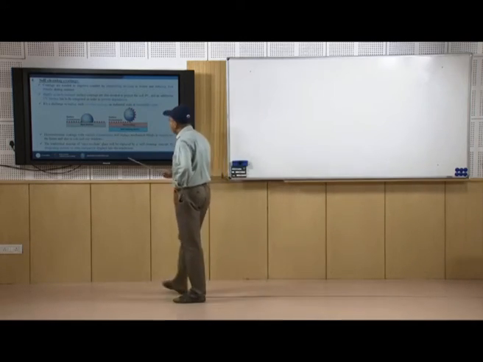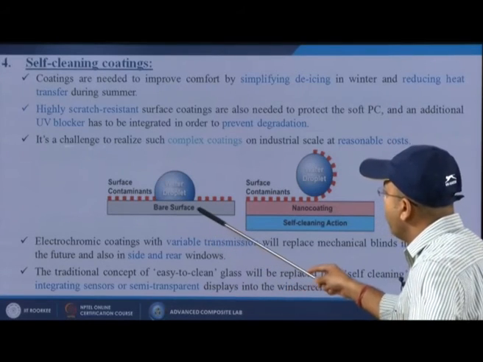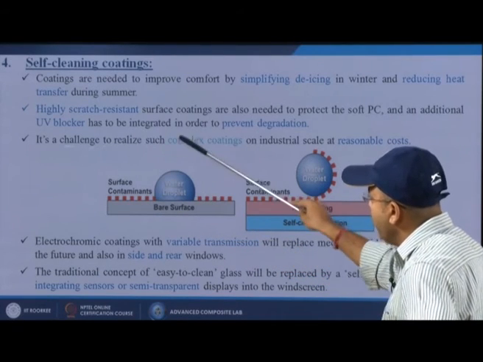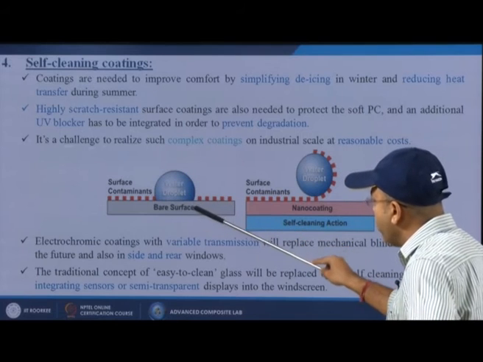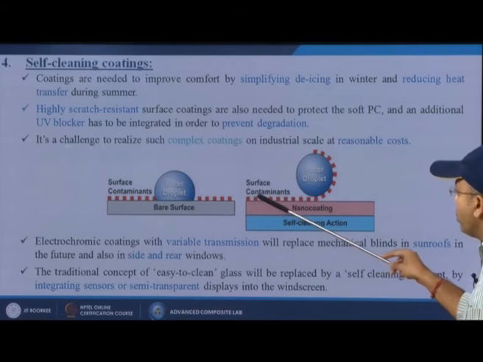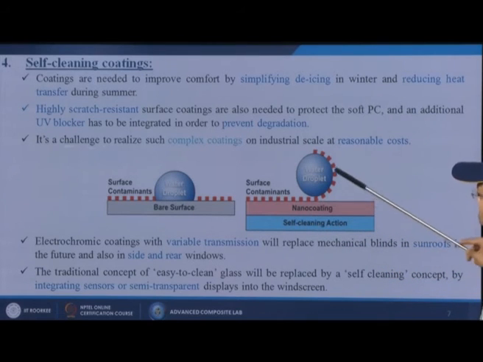So here, what I have told you is that we have some kind of bare surface, and then we have surface contaminants. When a water droplet comes, it simply sticks to the bare surface. But now what we are trying to do is apply some kind of nano coatings. When we put nano coatings, they generate certain kinds of surface properties, so that the water droplet will not stick to this material directly. After some time the water droplets will go out.